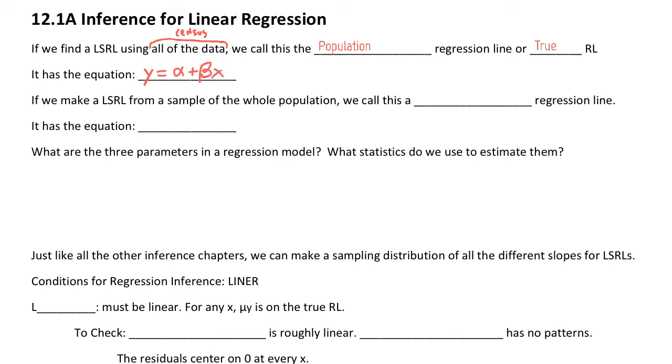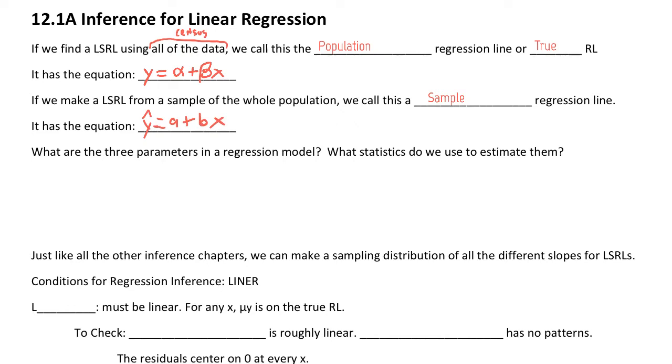And then in a more realistic case, we just take a sample of the whole population. This is what we actually did back in chapter 3 often. Then we call this a sample regression line, and it has the equation y hat equals a plus bx. And so, what are the three parameters that we have in a regression model?